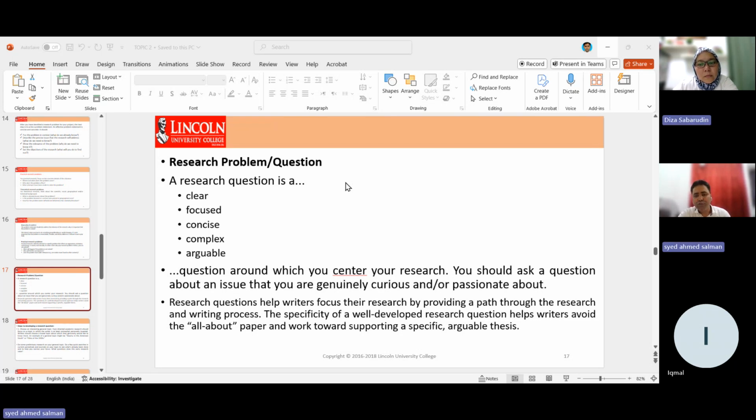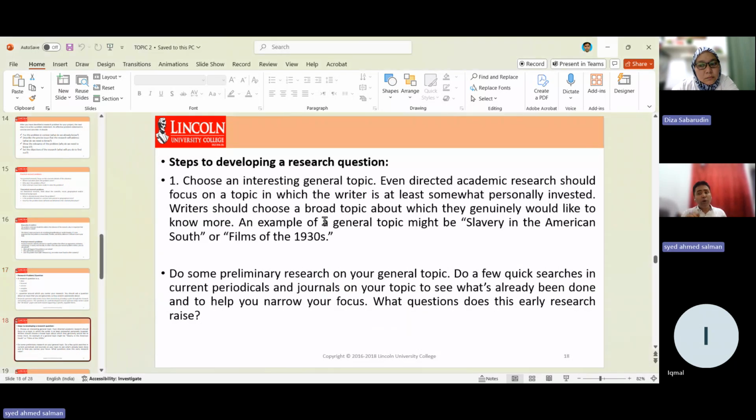Research questions help writers focus their research by providing a path through the research and writing process. The specificity of a well-developed research question helps writers avoid the "all about" paper and work toward supporting a specific, arguable thesis. Whatever you are writing, the research question is all about the problem statement, all about the thesis idea. Now, how are you going to develop the research question? There are a few steps you have to understand. Steps to developing a research question.